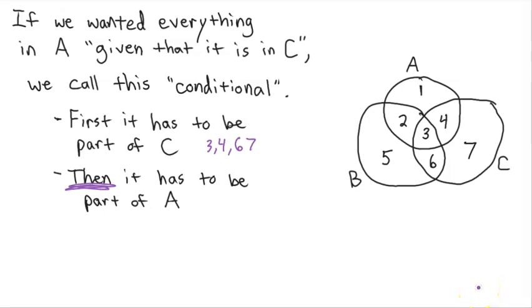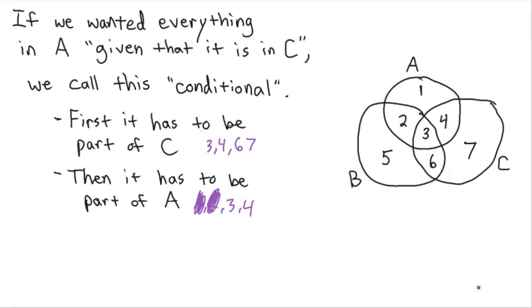Then, after we're only including the things that are in C, it has to be a part of A. Well, what's in A? A is 1, 2, 3, and 4. So which of these are first in C, and then also in A? Well, is 1 in C? Nope, it's not, so 1 is out. Is 2 in C? It's not, and therefore it's out. Is 3 in C? It sure is. It's right here.